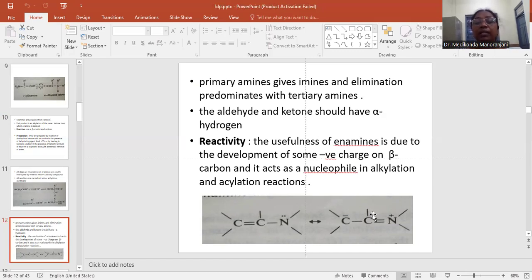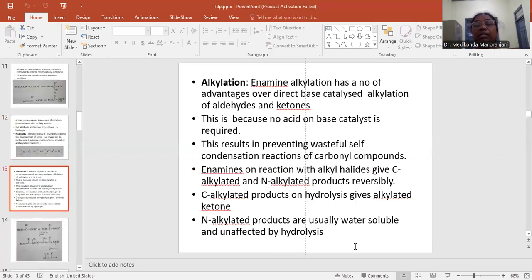When you look at the reactivity, the usefulness of enamines is due to the development of some negative charge on the beta carbon, and it acts as a nucleophile in alkylation and acylation reactions. For example, you can see in this reaction, this enamine is resonance stabilized. Here, nitrogen has a lone pair of electrons. When this pair of electrons is shared by nitrogen, carbon acquires a negative charge. So this acts as a nucleophile in alkylation and acylation reactions.